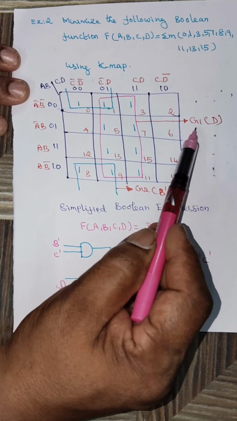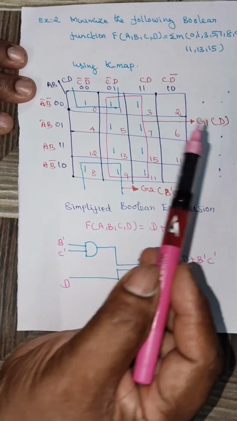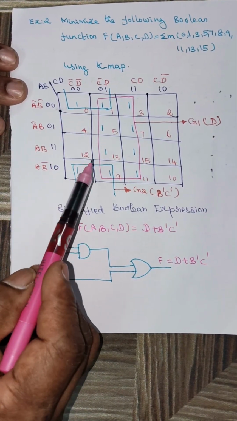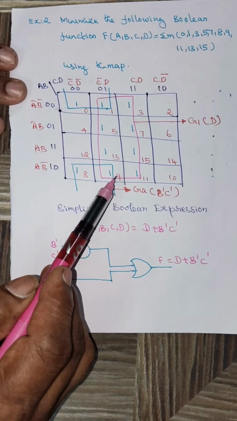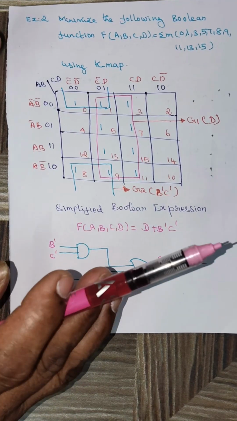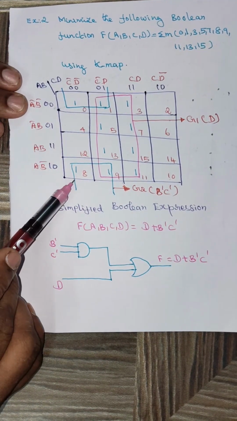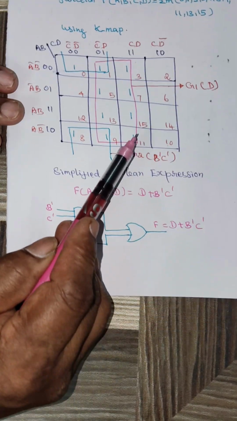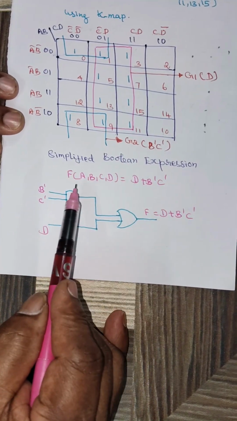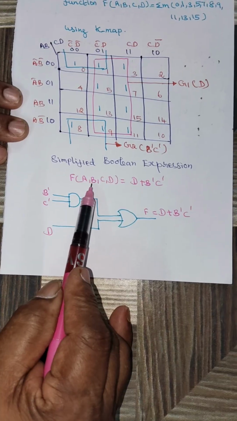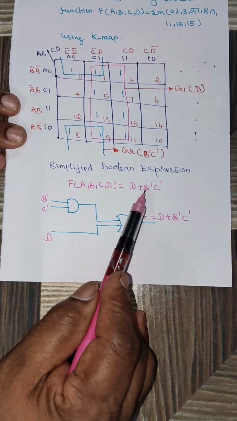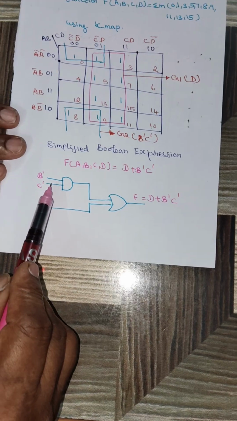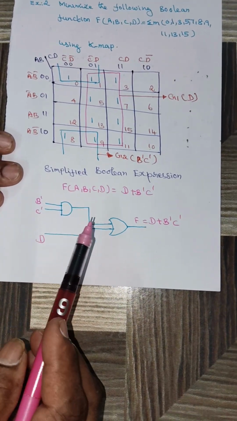So this group gives the d term, and these four ones are adjacent to each other because we can fold the K-map vertically, so they can form a group, and this G2 group will be b bar c bar. Now the final simplified Boolean expression will be f of a, b, c, d is equal to d plus b bar c bar. Now we are going to implement this using AND OR logic.